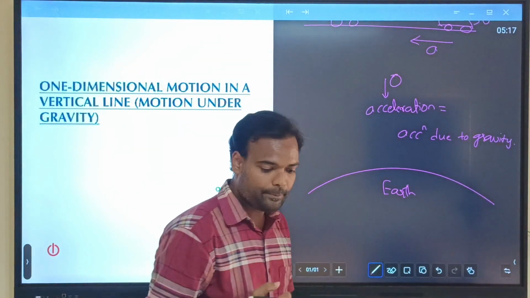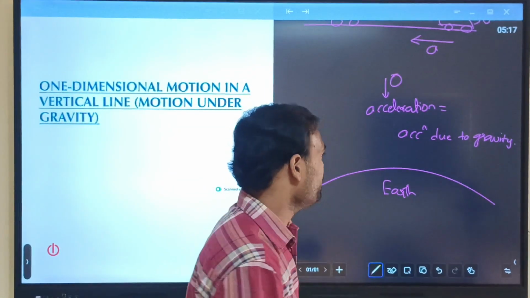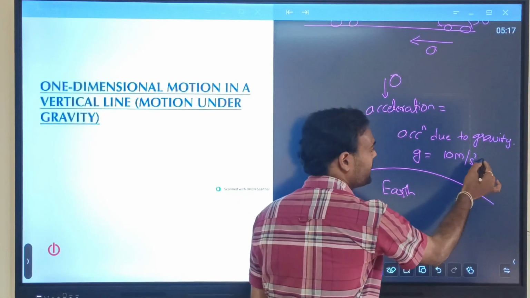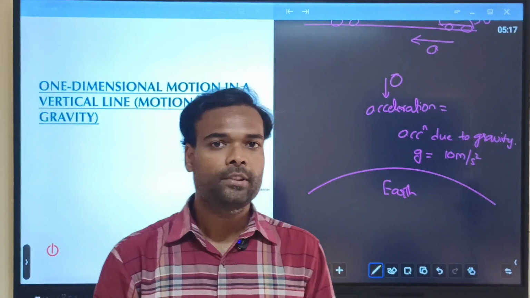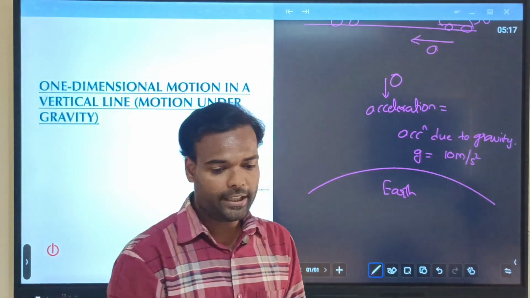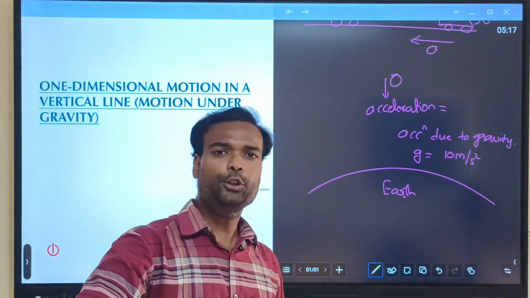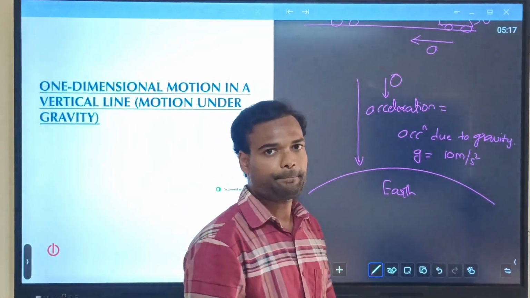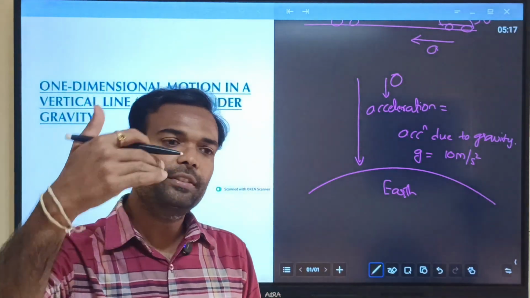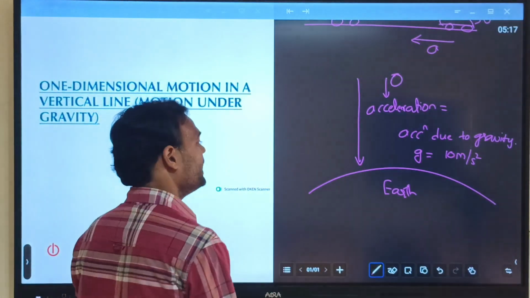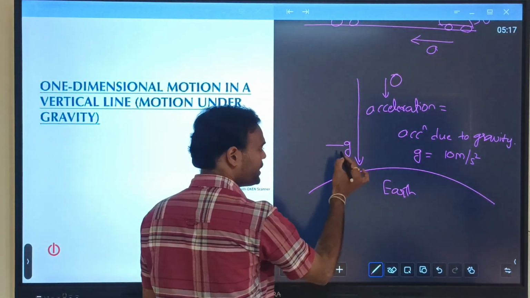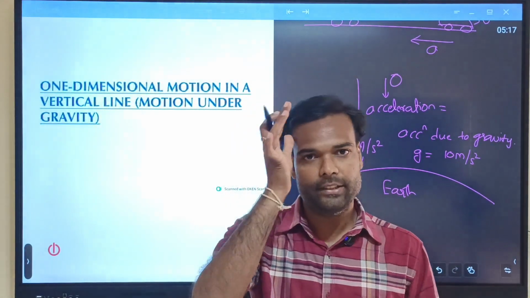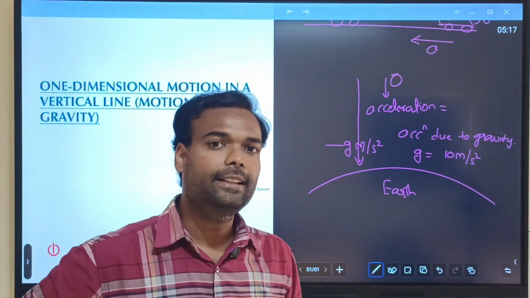This acceleration due to gravity is represented by g, whose value we generally consider as 10 meter per second square. Here you must understand one point: the earth is always pulling the object towards its center, and acceleration is a vector, so this vector is always directed downward. That means in all cases the acceleration due to gravity is minus g meter per second square.